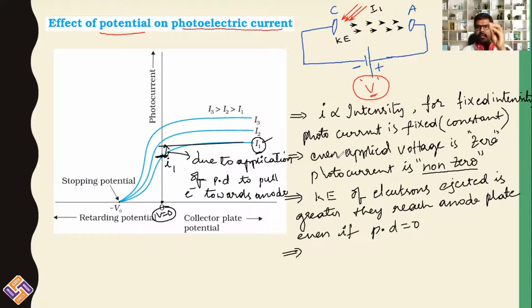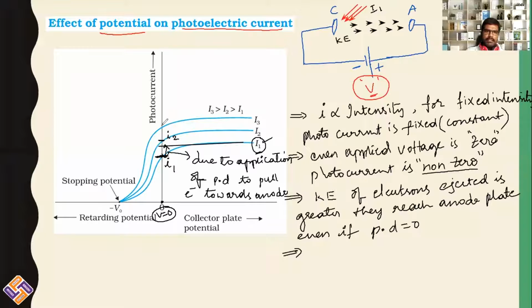Okay, so here we are providing potential difference only to pull the electrons, not to eject them. Ejection of electrons does not depend upon the applied potential. Only to pull those electrons which are already ejected, we provide that potential difference. That's the reason why photocurrent only slightly increases with this applied voltage, and after that it is maintained constant. The same thing happens if you increase the intensity to I2, the photocurrent increases to I2.